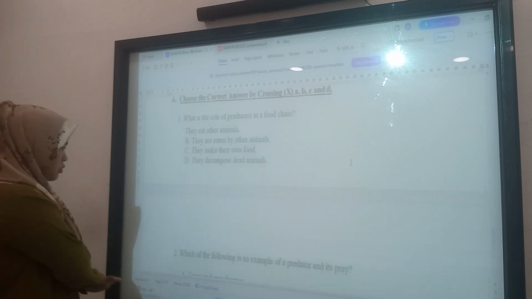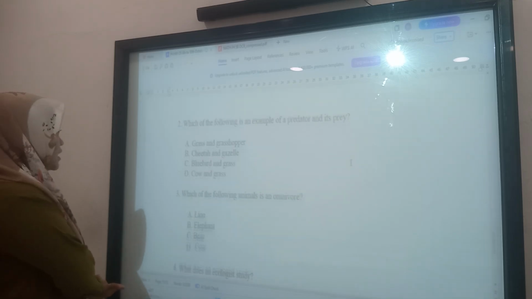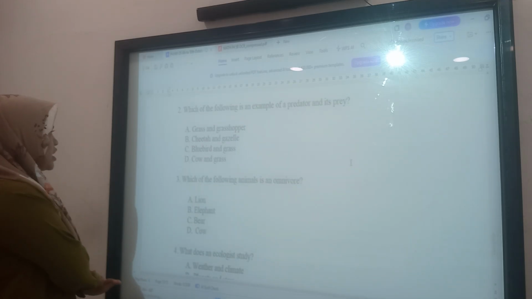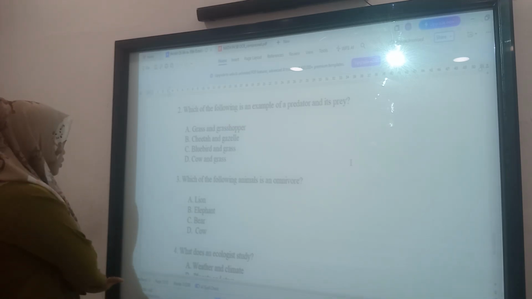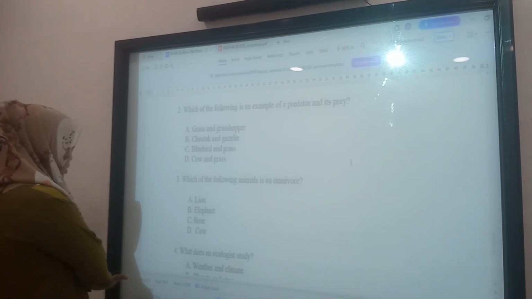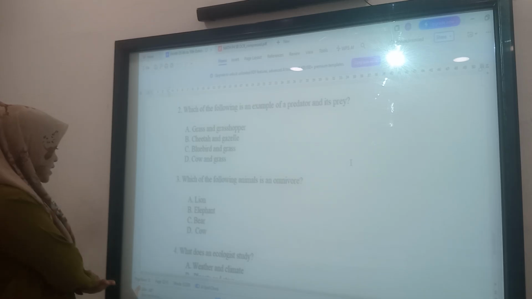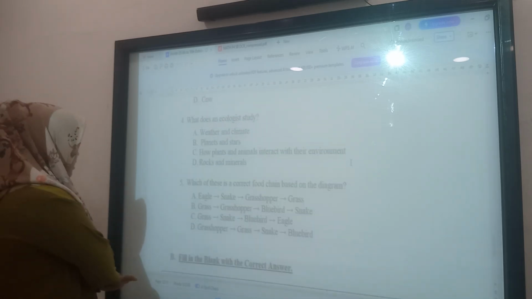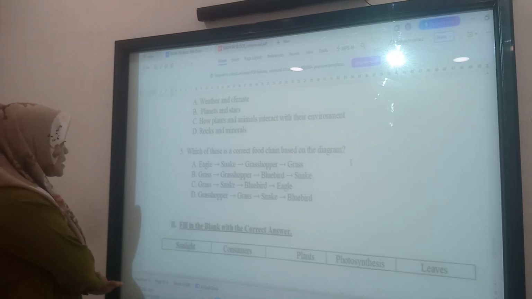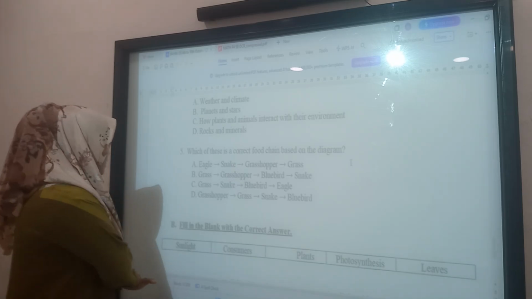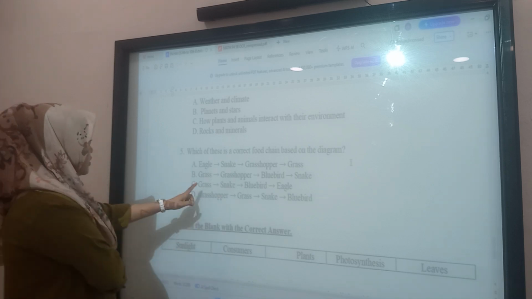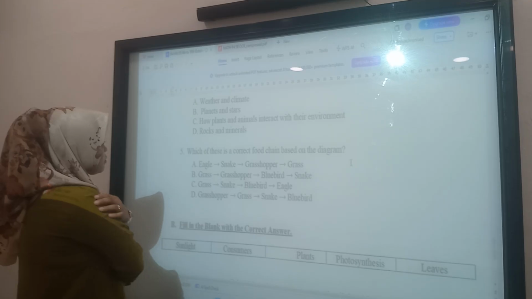Number 2. Which of the following is an example of a predator and its prey? B, cheetah and gazelle. Number 3. Which of the following animals is an omnivore? C, bear. Number 4. What does an ecologist study? How plants and animals interact with their environment. Number 5. Which of these are correct food chains based on the diagram? The answer is grass, B, grasshopper, bluebird, and snake.